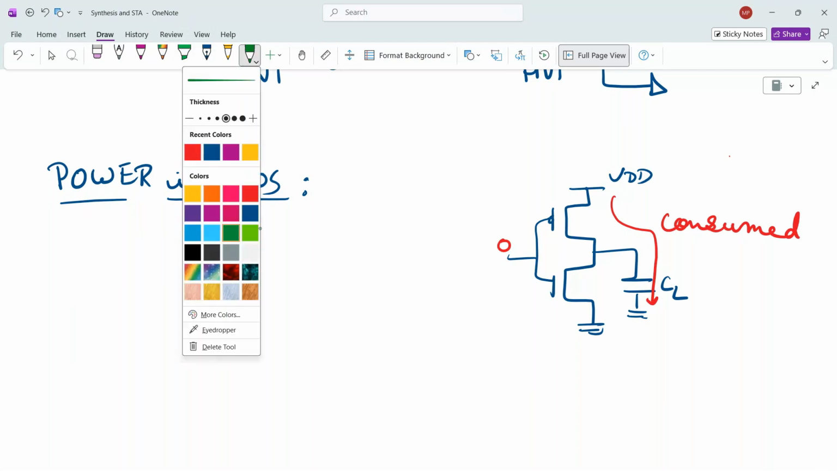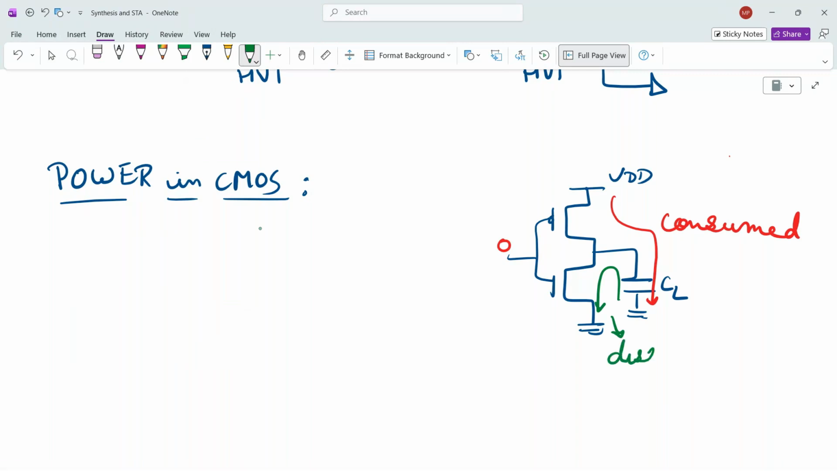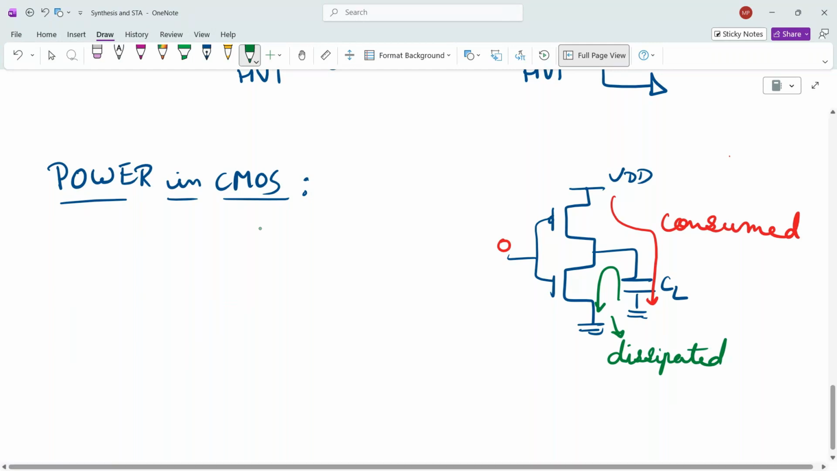Right, and when the CL is getting discharged, at this time the power is dissipated. It's going to ground, getting dissipated to ground. So when we are talking about power dissipation, we are also talking about how much power is getting consumed. We are providing battery, we are providing power supply, right? So power is consumed, and that is why it is dissipated also.